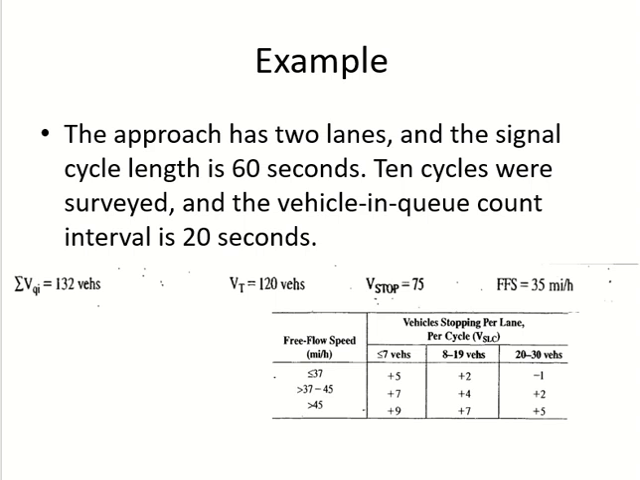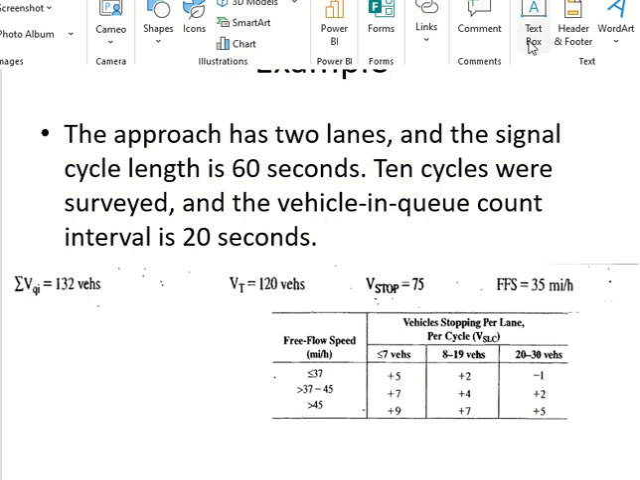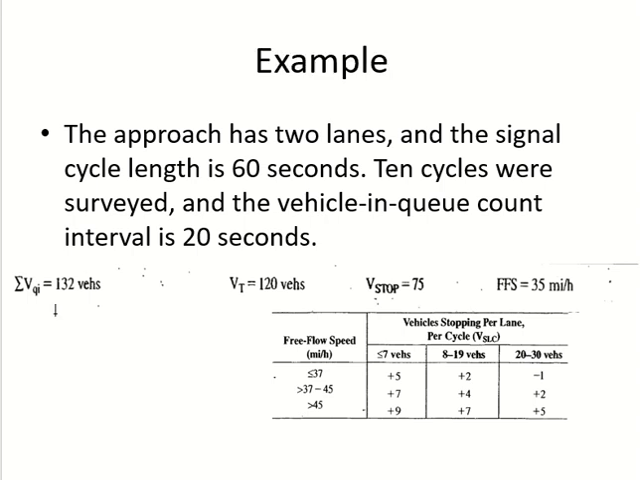Okay. For the same intersection on which this data is taken, these values are also available. They are the same values. Total cycle length, as I said, 60 seconds. Interval is 20 seconds. We have to find out the control delay for this case. So take out your phones or calculators or whatever you want to use.